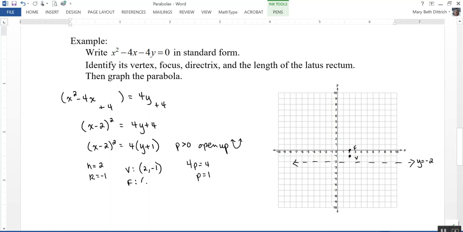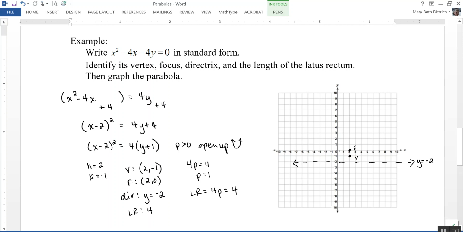And that's the line y equals negative 2. So my focus is the point (2, 0). My directrix is the equation, whoops, it's not a point, it's an equation, y equals negative 2. And the length of the latus rectum is 4 times p, or 4 times 1, which is 4.